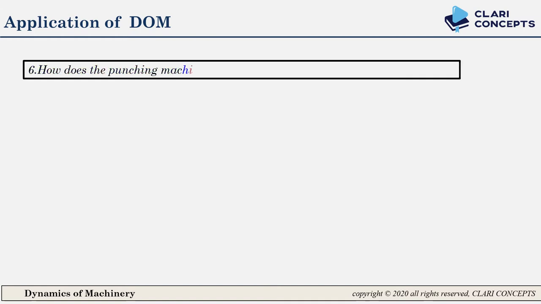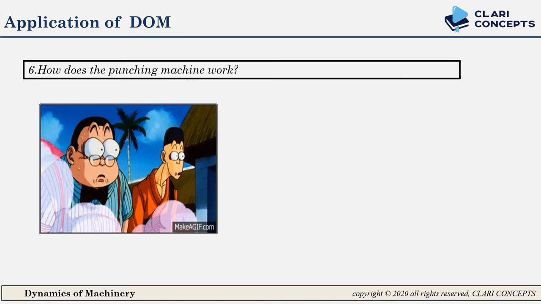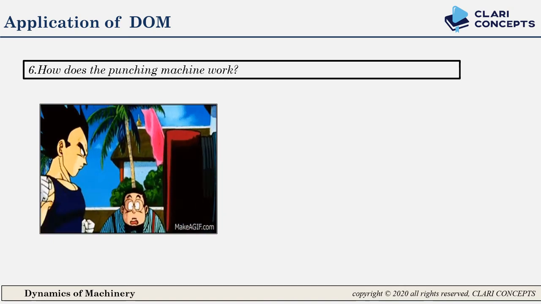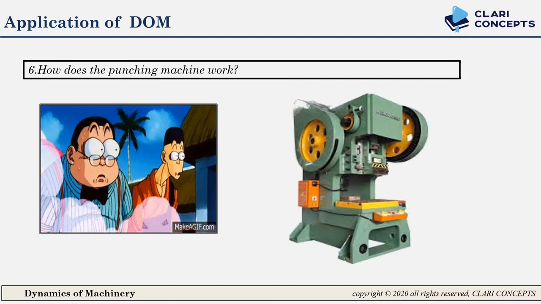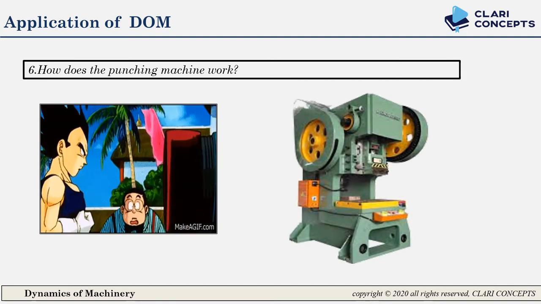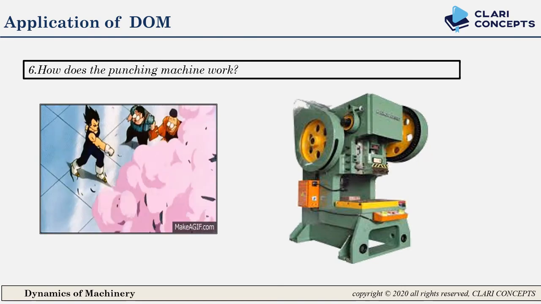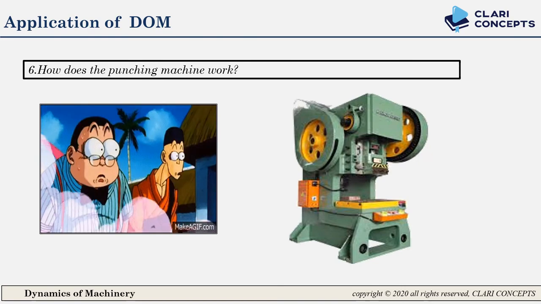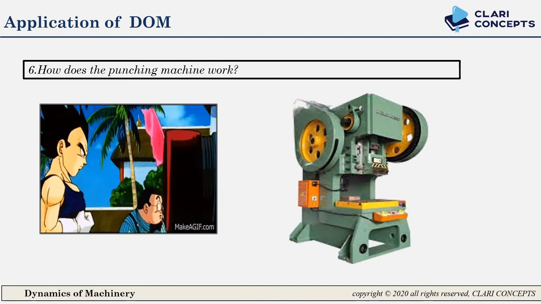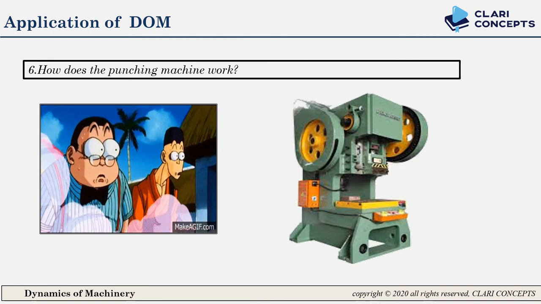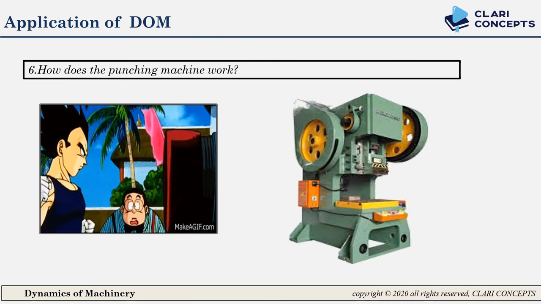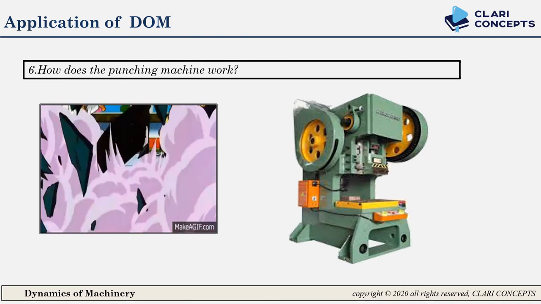How does a punching machine work? Here I am not talking about punching someone on the face, but about a mechanical device which is known as a punching machine. It helps to make holes in a metal sheet, but at the time of making a hole, the cutting stroke requires a lot of energy. But have you ever thought where this energy comes from? So here a flywheel is a device used to store the energy for the punching stroke. Flywheel is a part of dynamics of machinery.